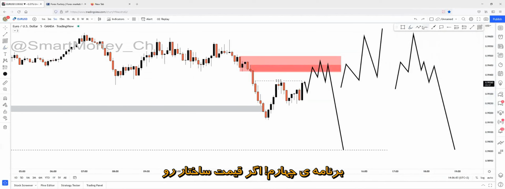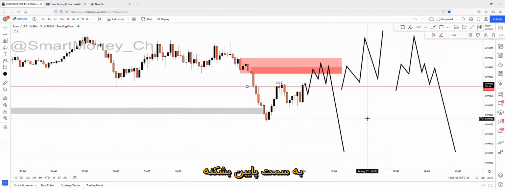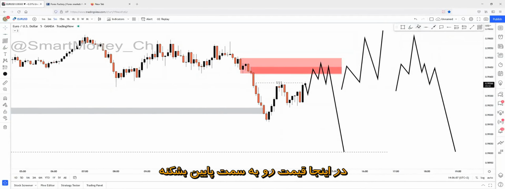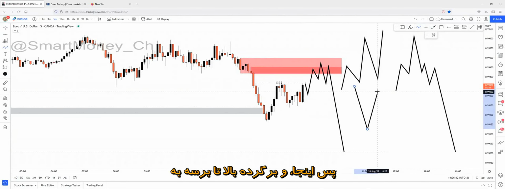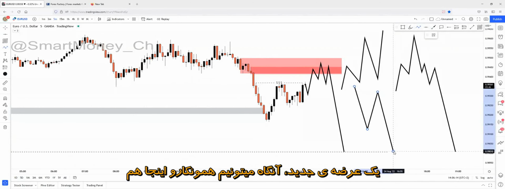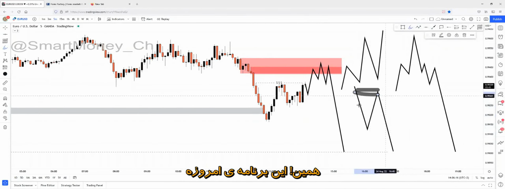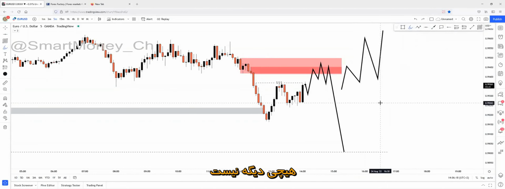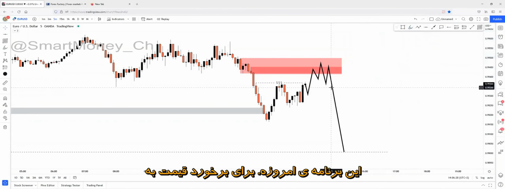Fourth plan: if price breaks structure here to the downside, and it retraces up to a new supply, we'll be able to do the same here on this new supply. That's it. That's the plan for today. Nothing else. This is the plan for today.